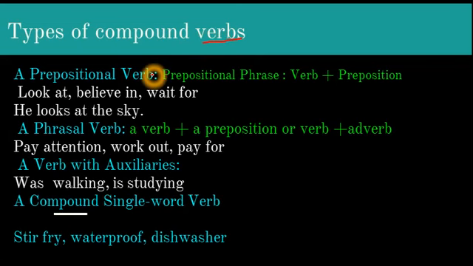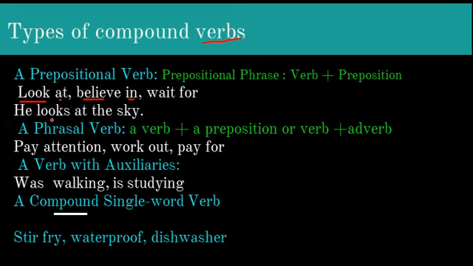There are four types of compound verb: a prepositional verb, a phrasal verb, a verb with auxiliaries, and a compound single word verb. Let's see what a prepositional verb is. A prepositional verb is a combination of a verb and a preposition. Verb plus preposition. These are the examples: look at, believe in, wait for.